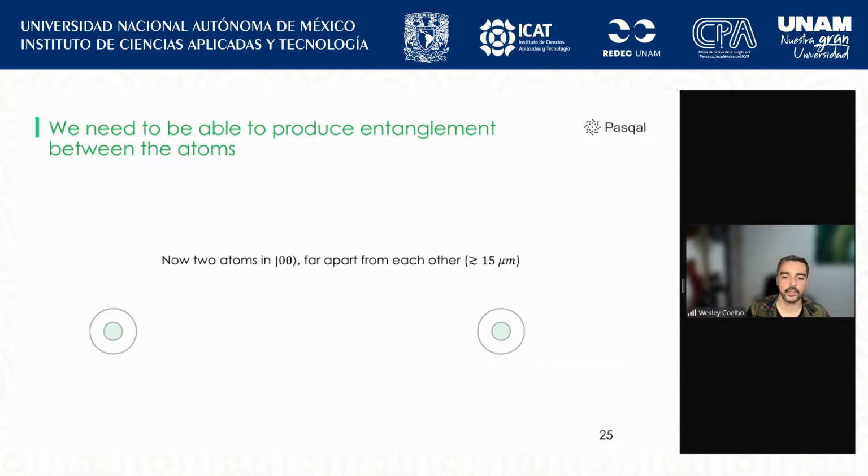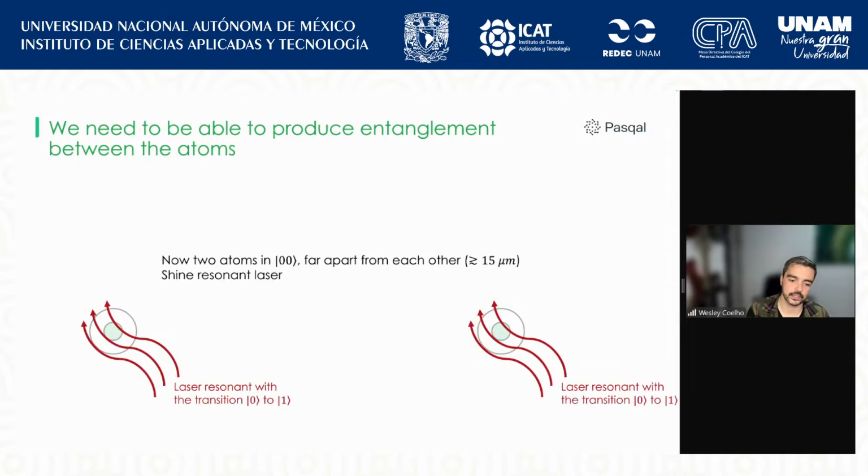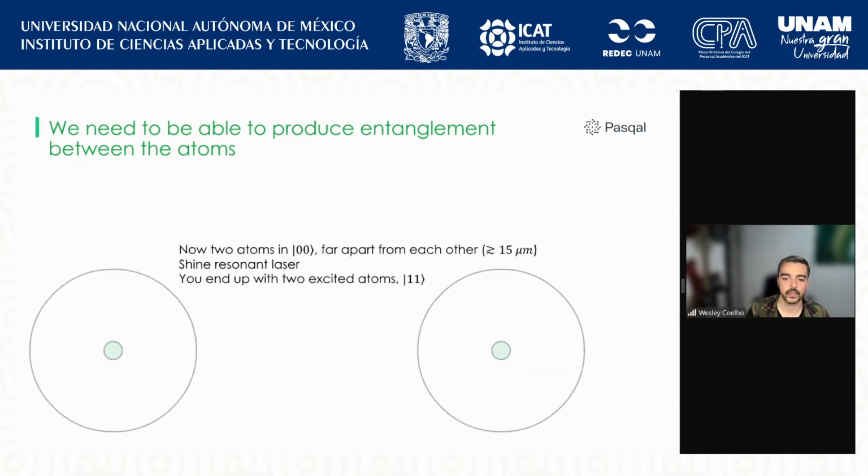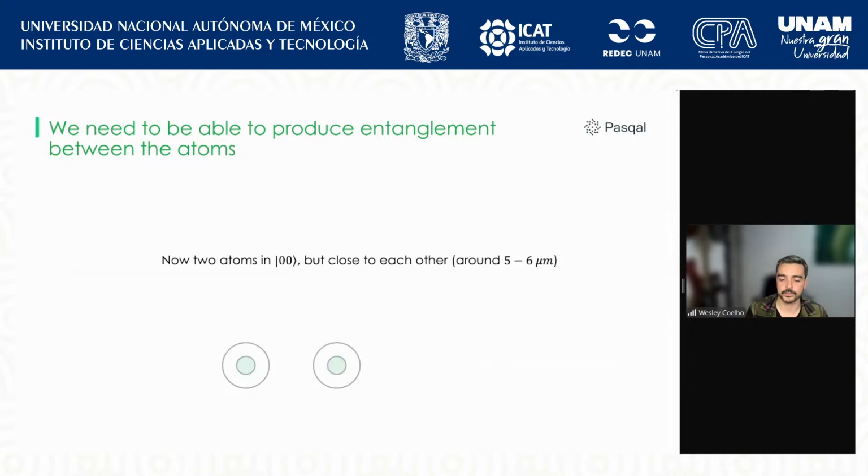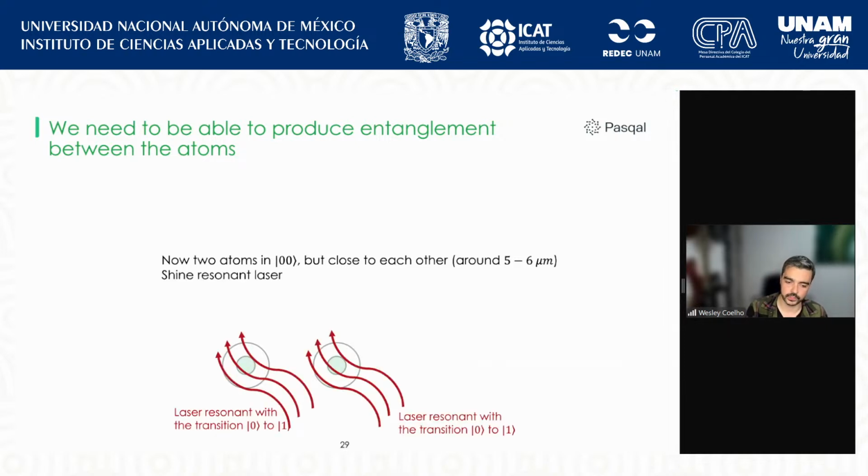But when you have 2 atoms, you do the same and you shine the laser on them. What you have is 2 atoms excited at the same time, if they are far from each other. But then you can apply the blockade mechanism and put them close to each other. And then you do the same operation: you shine a laser on them that will be resonant with the transition 0 to 1.